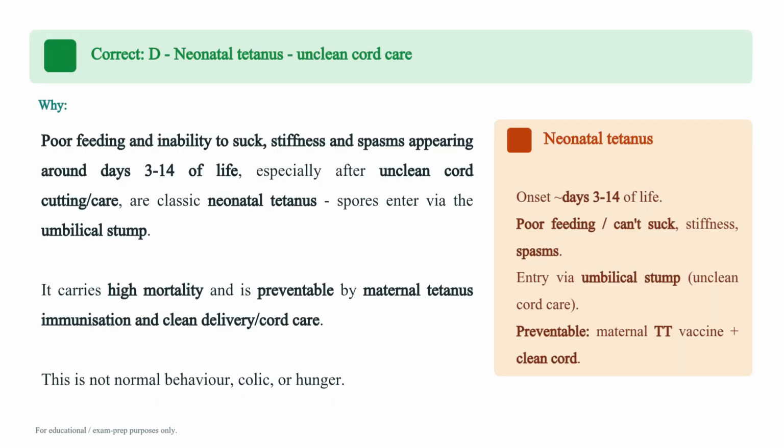The answer is D, neonatal tetanus from unclean umbilical cord care. Poor feeding and inability to suck, stiffness and spasms appearing around days 3 to 14 of life, especially after unclean cord cutting or care, are classic neonatal tetanus. Spores enter via the umbilical stump. It carries high mortality and is preventable by maternal tetanus immunization and clean delivery and cord care. This is not normal behavior, colic, or hunger.